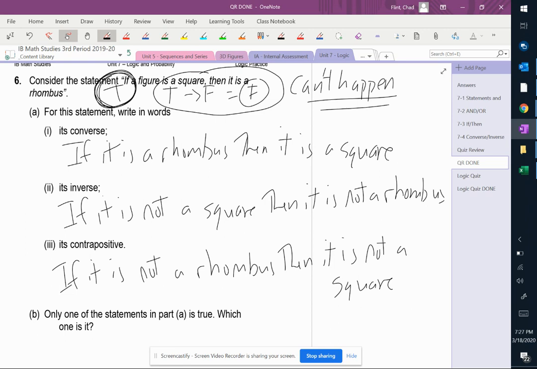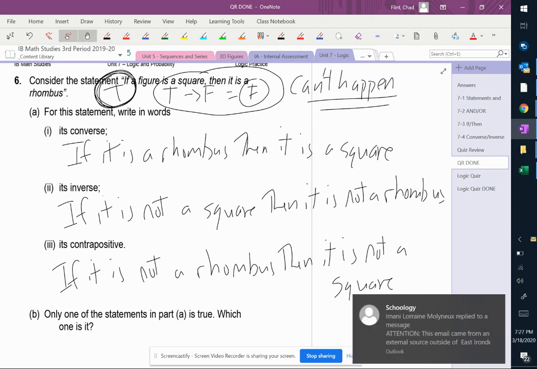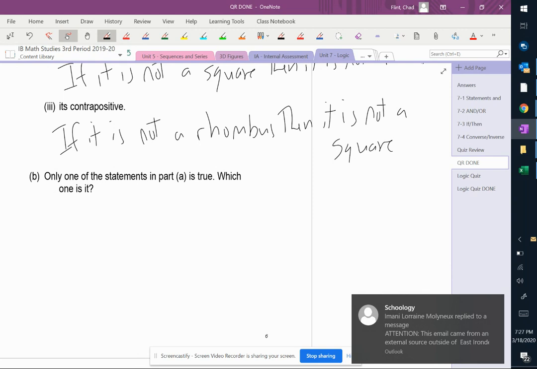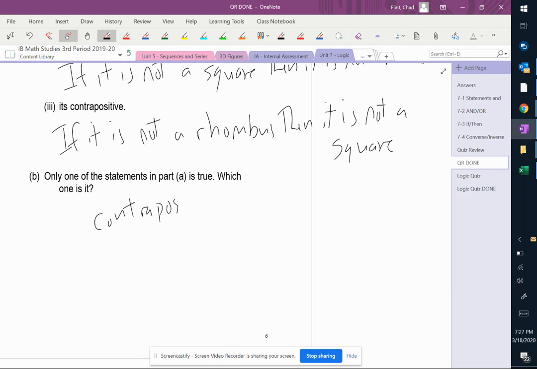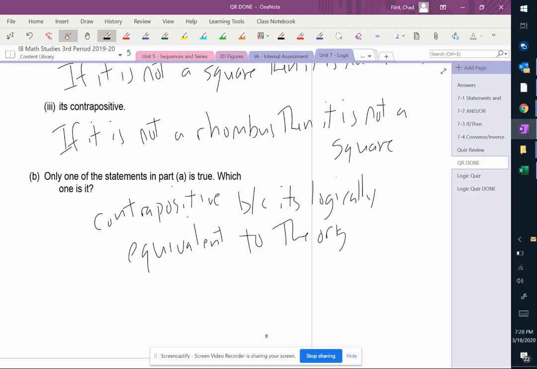And the rule that we're supposed to know is that when we do any of these converse, inverse, contrapositive things, the original statement and the contrapositive have to be logically equivalent, which means they have to have the same truth value. So that means this last statement here, this contrapositive, is true, because it's logically equivalent to the original, which is true.